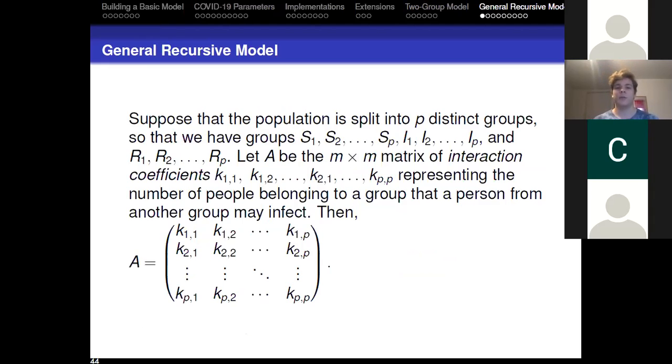So if we suppose that the population is split into p distinct groups, so that we have p susceptible groups, p infected groups, and then p removed groups, we can then create a matrix of interaction coefficients, which actually should be p by p and not m by m. This is going to represent the number of people belonging to a group that a person from another group may infect. And this is how that matrix looks.